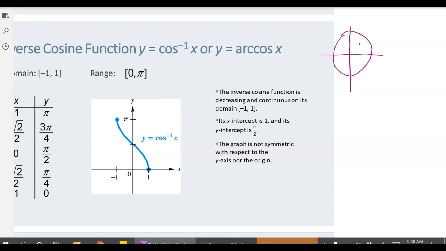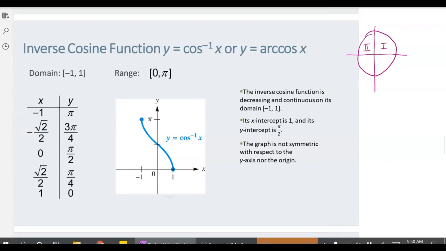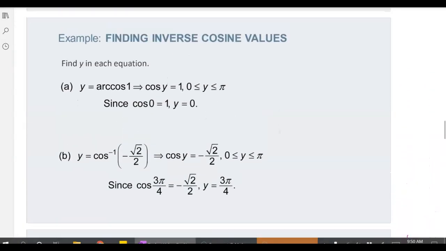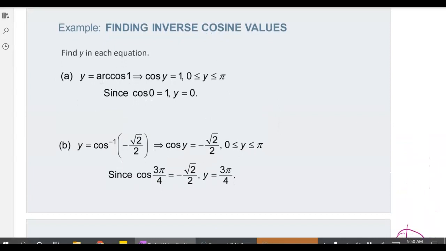we're going to get values that are either in the first quadrant, that's when cosine is positive, or in the second quadrant, that's when cosine is negative. Here are a couple of examples. This first example is asking what angle has a cosine of 1, and that happens when the angle is equal to 0. The angle is equal to 0.